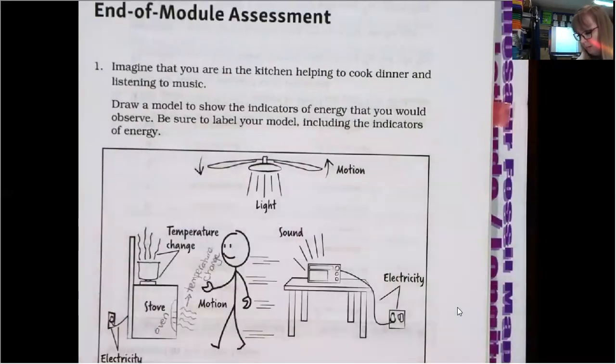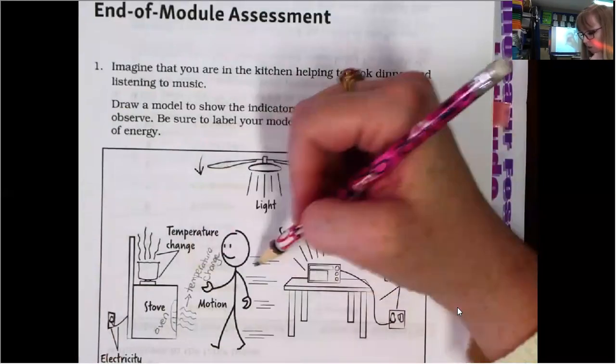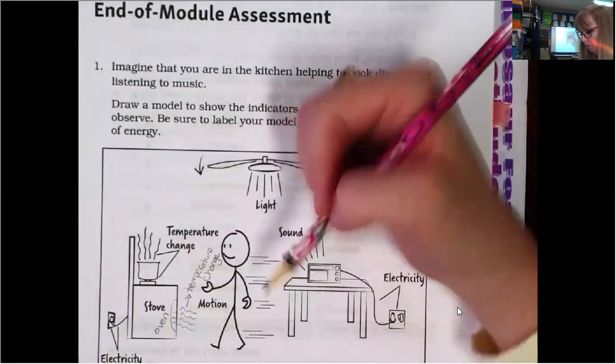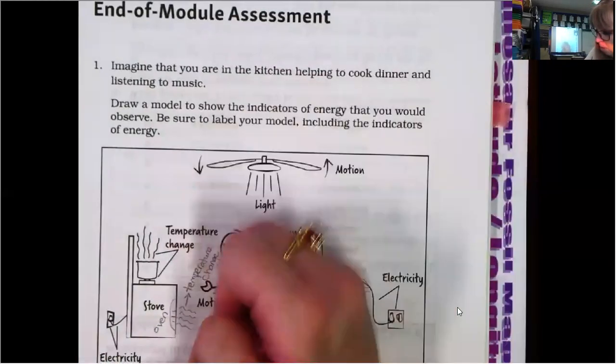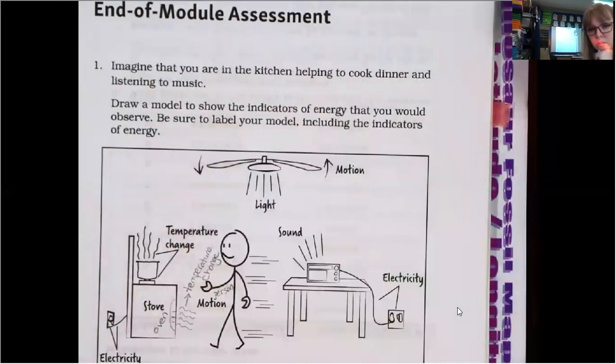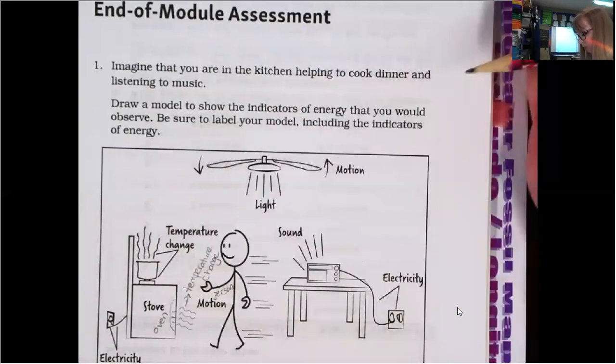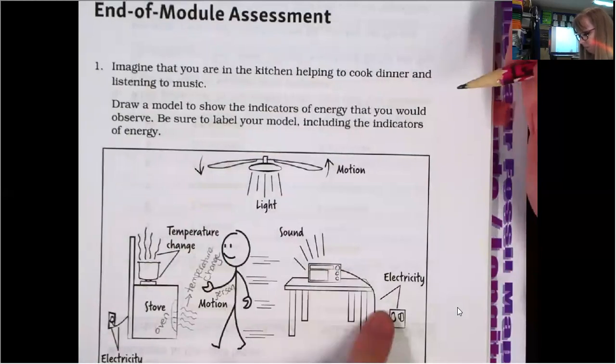Okay. And then you need to show me that it's plugged in, because that stove doesn't just get electricity out of the air. Thank goodness, or we'd be getting shocked. This person is walking towards the stove. So these lines are to show motion. Person, motion, because person is walking. Sound is the radio. And the radio is plugged in.